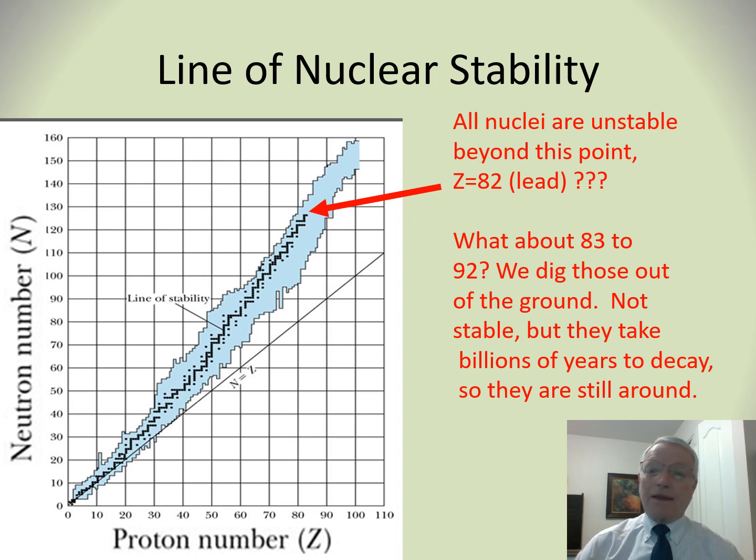That seems odd because between 83 and 92, those are elements that we can dig out of the ground. They're here, so why aren't they stable? Well, they are stable, but their decay times are billions of years, and the Earth's only about 4 billion years old, so they're still around from when the Earth formed. But if we wait long enough, they'll be all gone too.